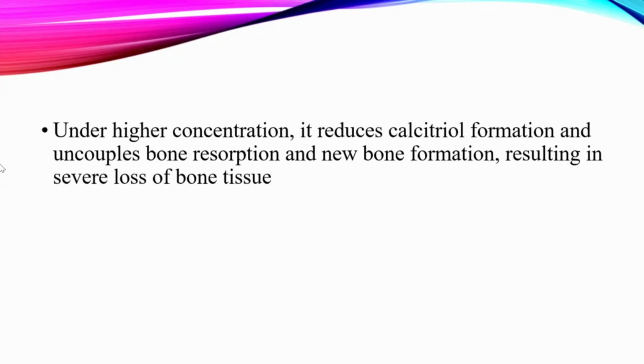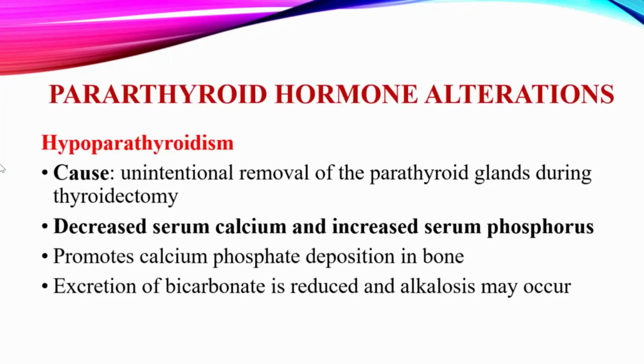So that is the active form of vitamin D, which leads to the uncoupling of bone resorption and new bone formation, resulting in severe loss of bone tissue. In normal physiologic conditions, it helps in the mineralization of the bone, and in higher concentrations, it causes bone resorption. So now, the disorders of parathyroid hormone.